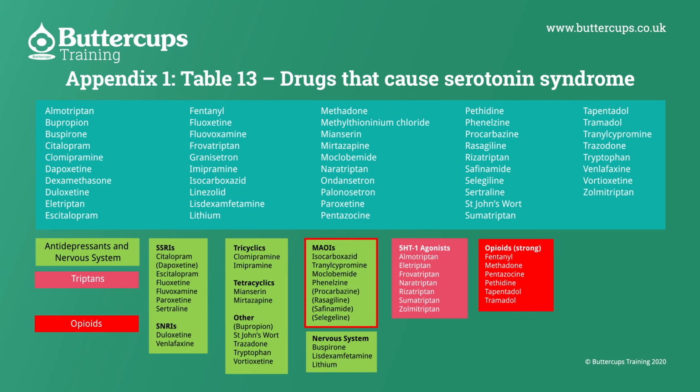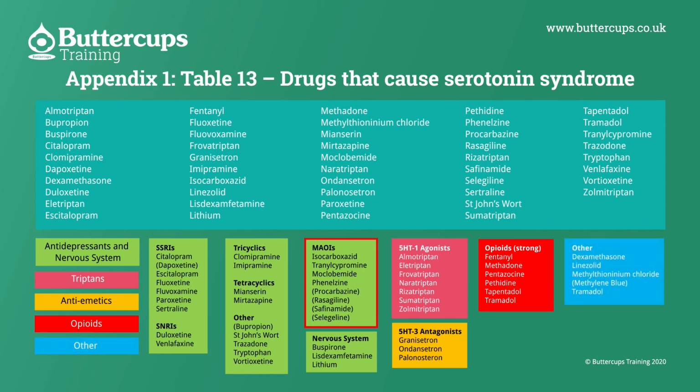Interestingly, serotonin antagonists can be indicated too. The 5-HT3 antagonists, including ondansetron, have been linked with serotonin syndrome in some rare cases when taken with other drugs on this list. So all that leaves are 3 nervous system drugs, the main one to remember being lithium, and 3 other drugs that don't fit in anywhere else, but which, other than dexamethasone, are pretty rare.